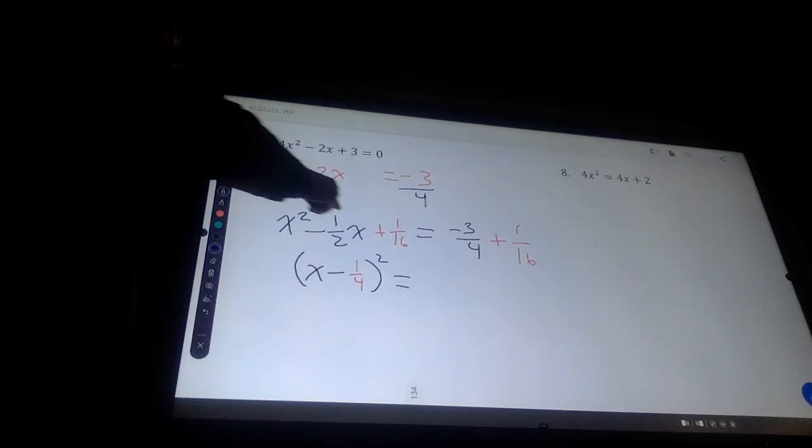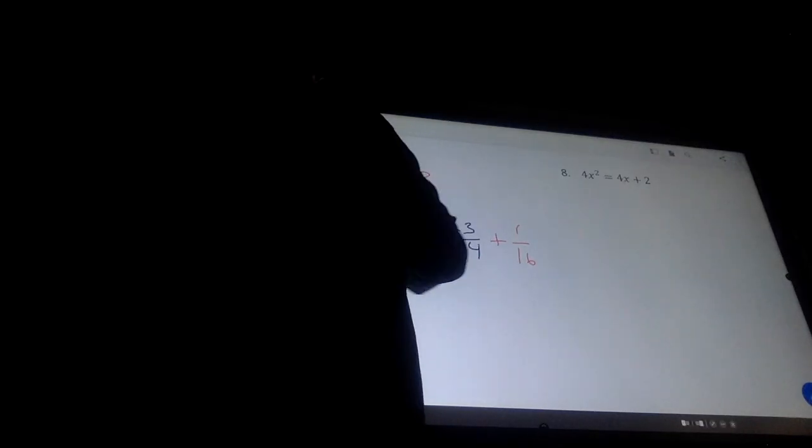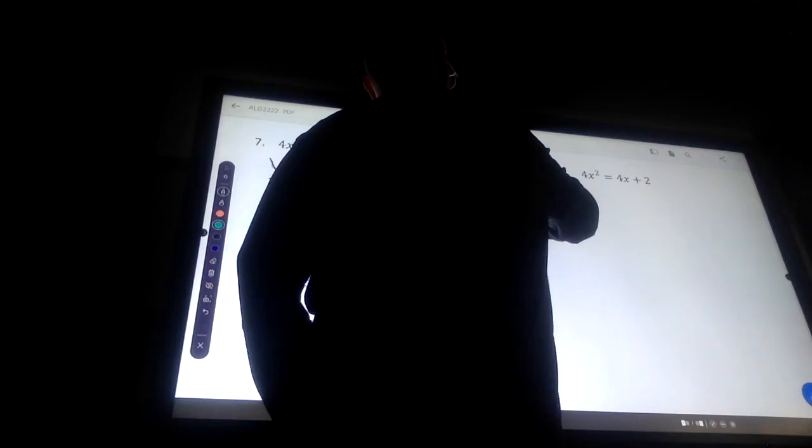So we have to take care of this. I have to put this times 4 times 4, so I get negative 12 over 16 plus 1 over 16, which is negative 11 over 16. So I get minus 11/16.